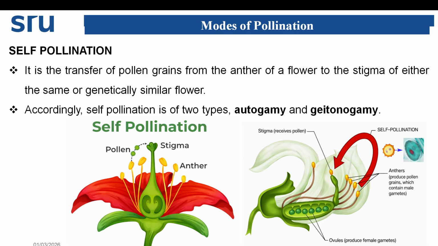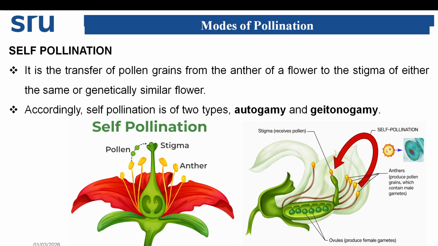So self-pollination, once again I will repeat, is the transfer of pollen grains from the anther of a flower to the stigma of either the same or a genetically similar flower. Accordingly, self-pollination is of two types, that is autogamy and geitonogamy.